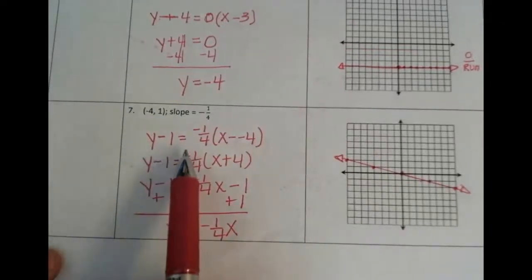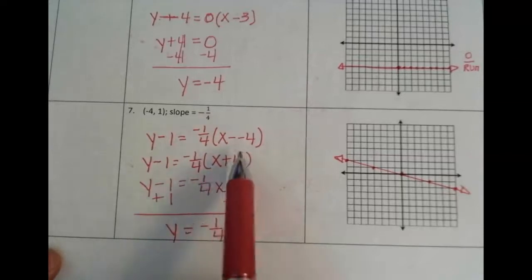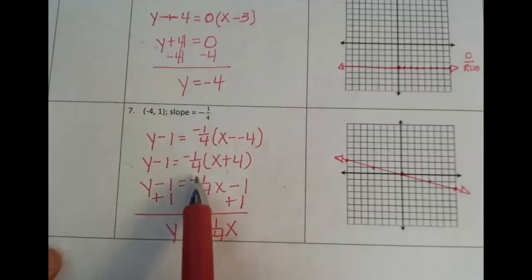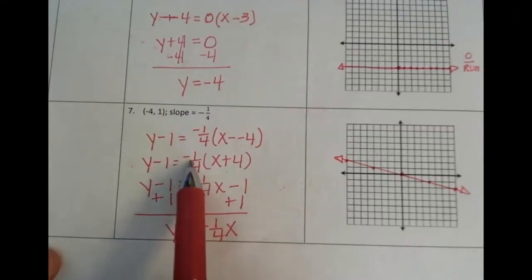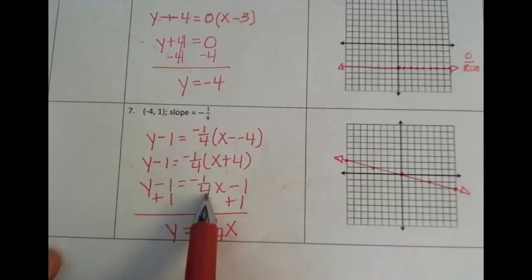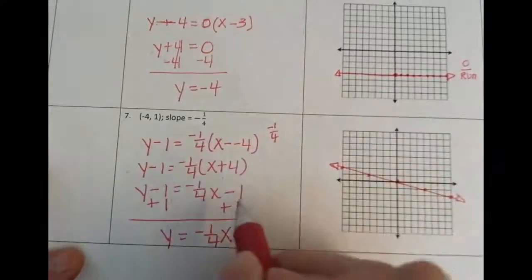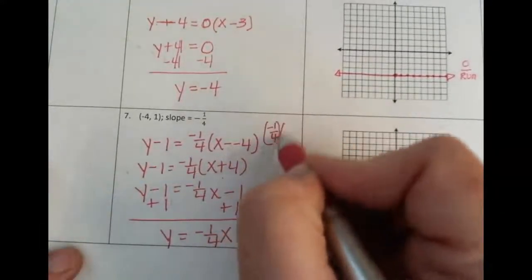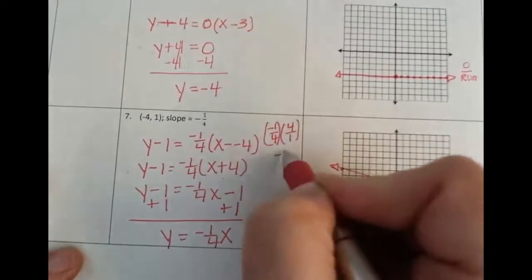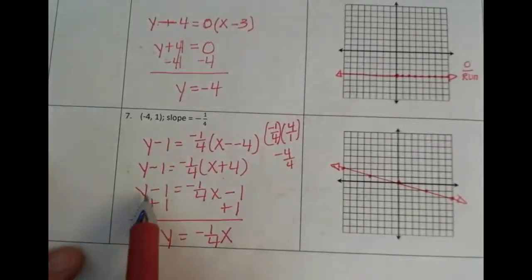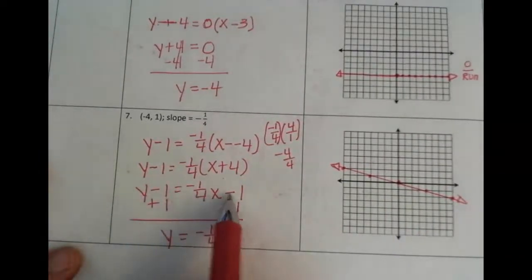So I set this up. I plugged in when I needed to plug in. And I had x minus negative 4, so I went ahead and changed it to x plus 4. Then we've got to distribute our negative 1/4. So negative 1/4 times x is negative 1/4 x. And then negative 1/4 times 4 is negative 4 over 4, which is negative 1. Okay, so I had y minus 1 equals negative 1/4 x minus 1.